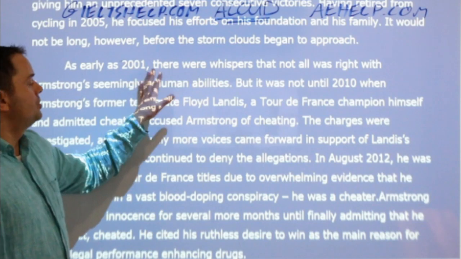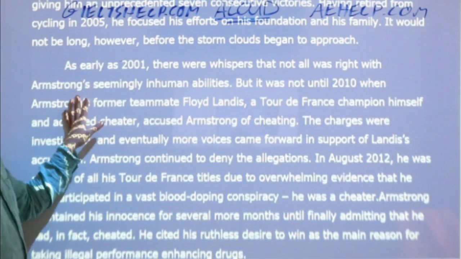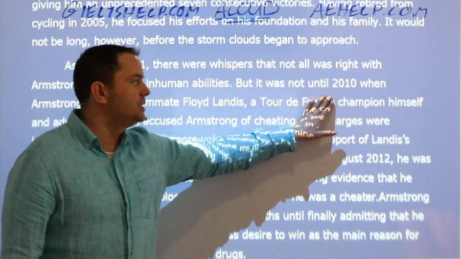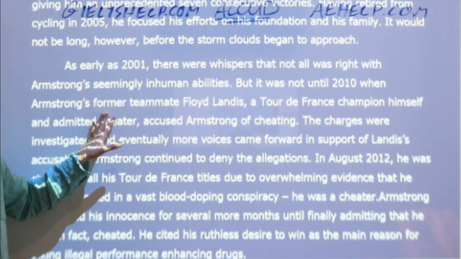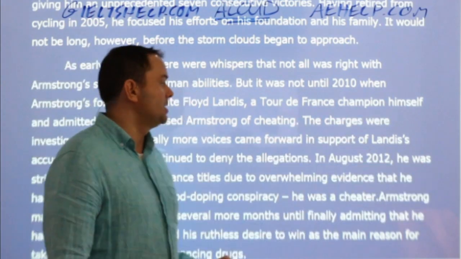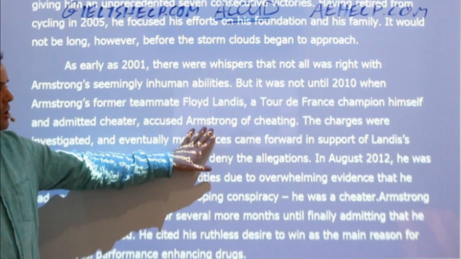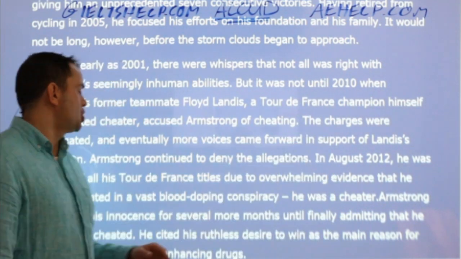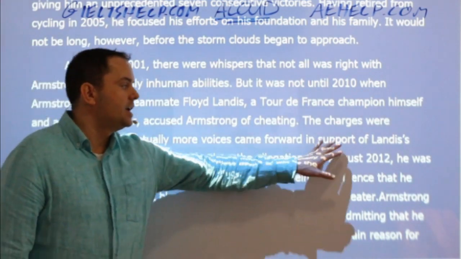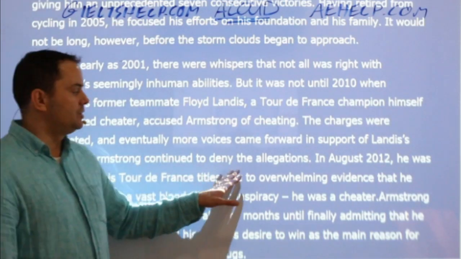As early as 2001, there were whispers that not all was right with Armstrong's seemingly inhuman abilities. But it was not until 2010 when Armstrong's former teammate Floyd Landis, a Tour de France champion himself and admitted cheater, accused Armstrong of cheating. The charges were investigated, and eventually more voices came forward in support of Landis's accusation. Armstrong continued to deny the allegations.